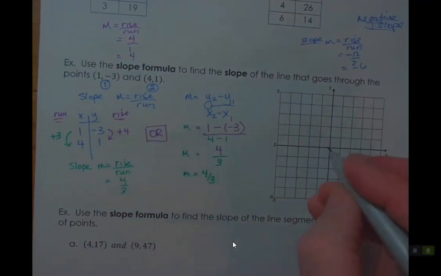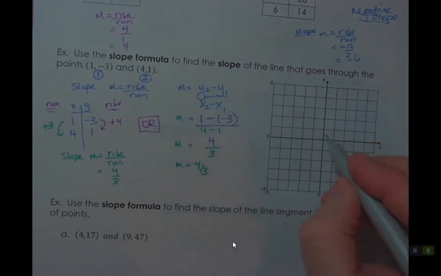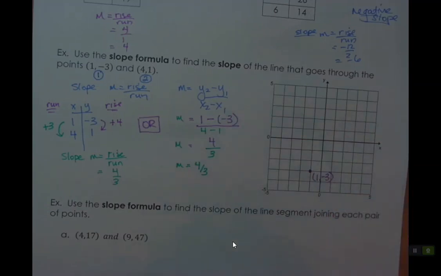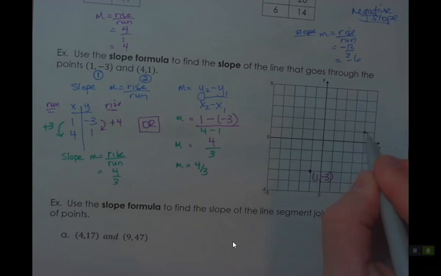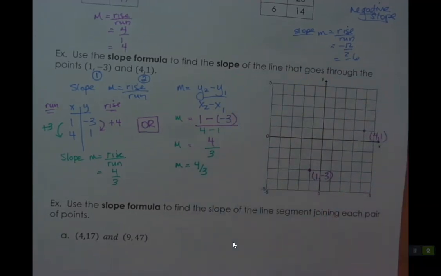Okay? I could do the same thing with the graph. We know the slope has to be 4 over 3. So we're going to plot this point 1, -3. There's my point 1, -3. My second point is going to be 4, 1. I messed that up. There we go. 1, -3. It's right there.